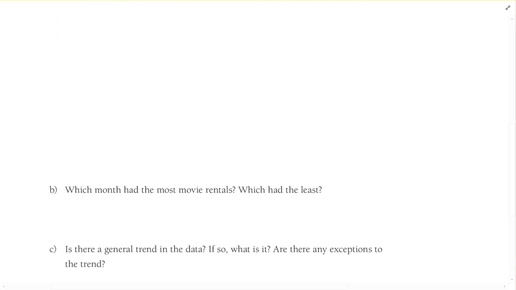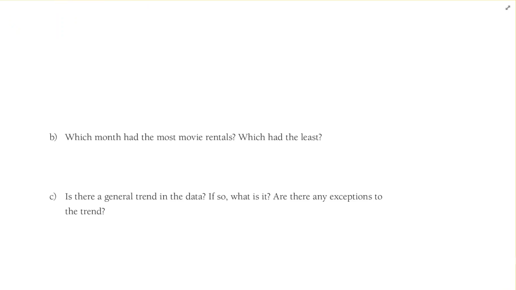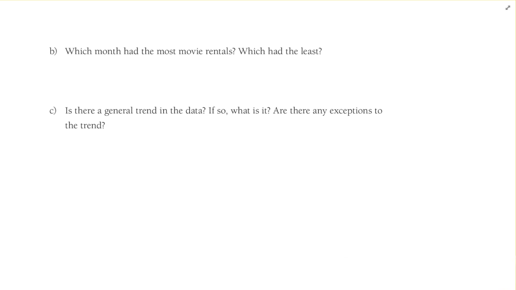Okay, and then the next one, B says, which month had the most movie rentals? Which had the least? C, is there a general trend in the data? If so, what is it? Are there any exceptions to the trend?